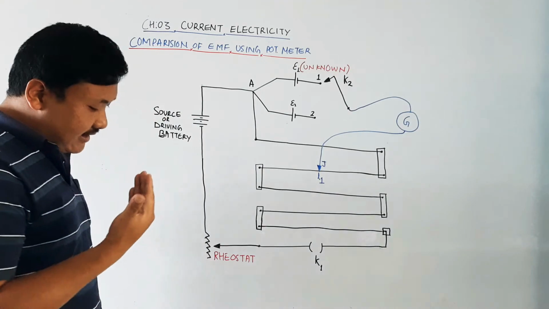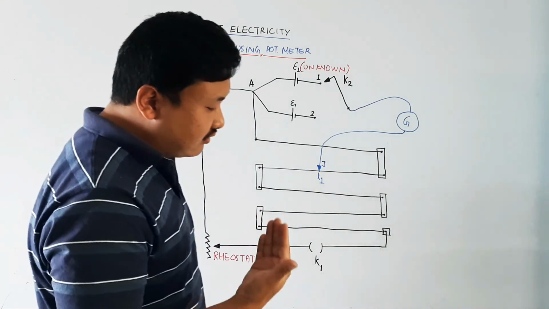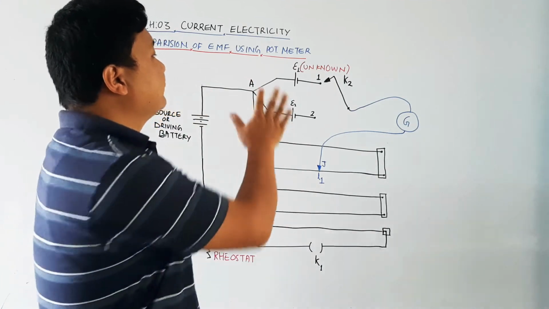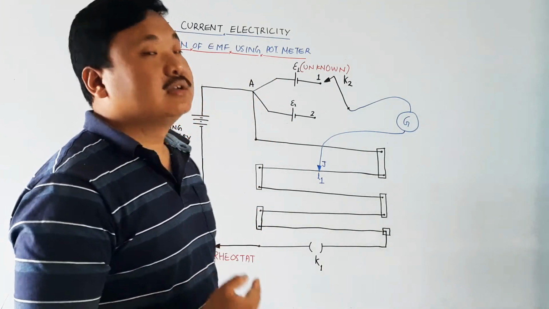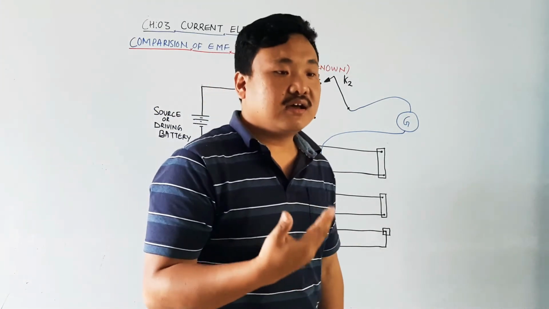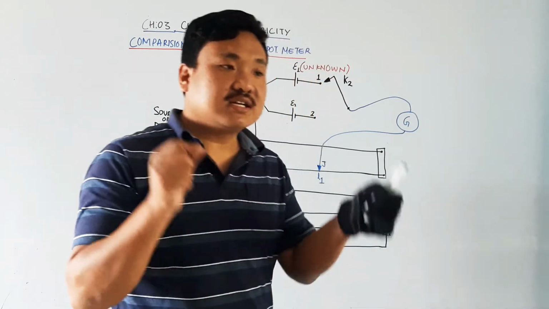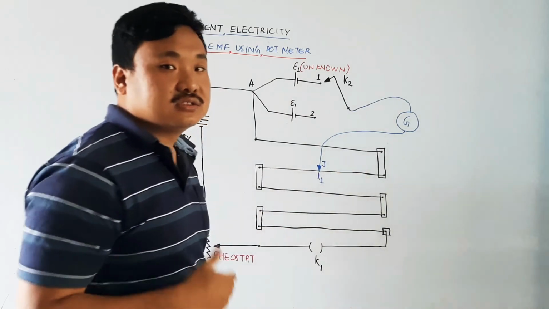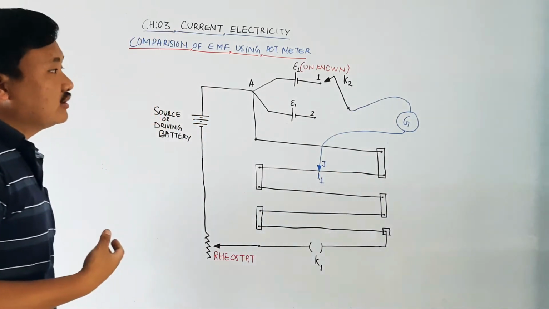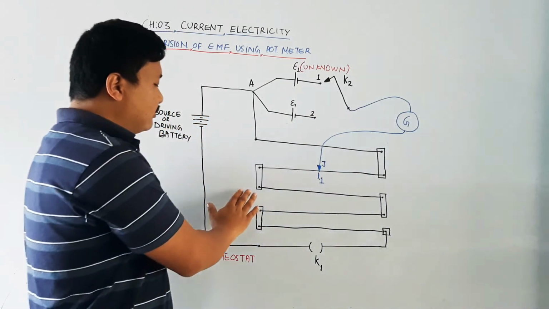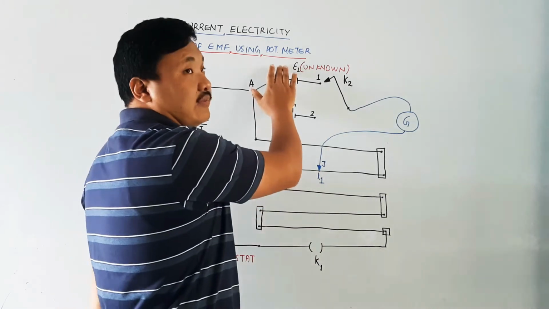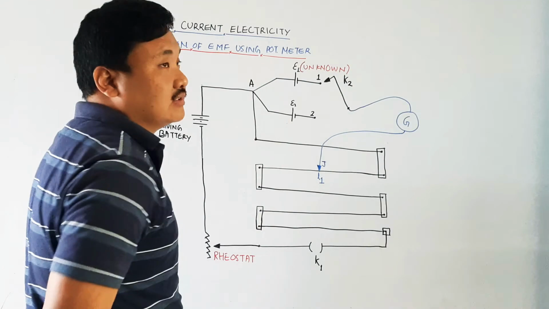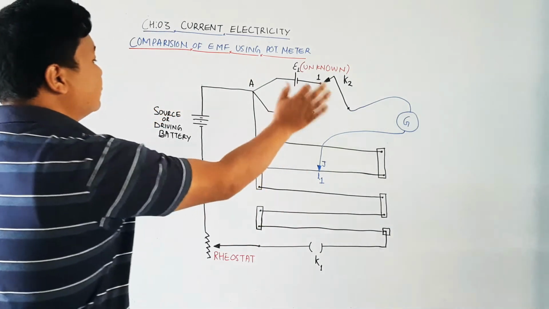So what is EMF? Please do not confuse. The full form of EMF is electromotive force, but this is not a force. This is the potential difference between the two terminals of the cell when there is no current. So using this potentiometer, we can find the EMF of an unknown cell with the help of another cell whose EMF is known.